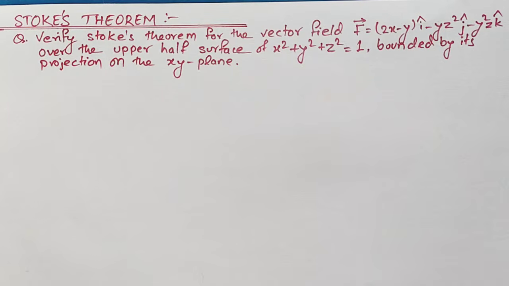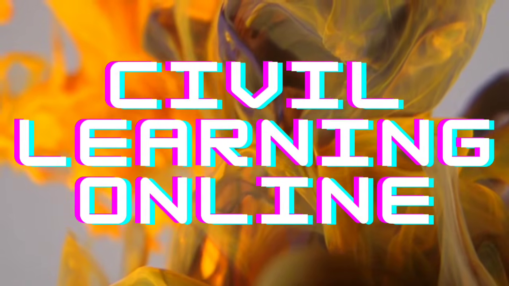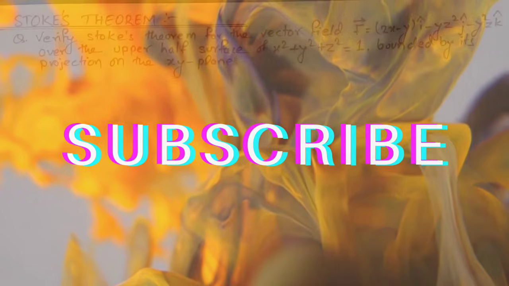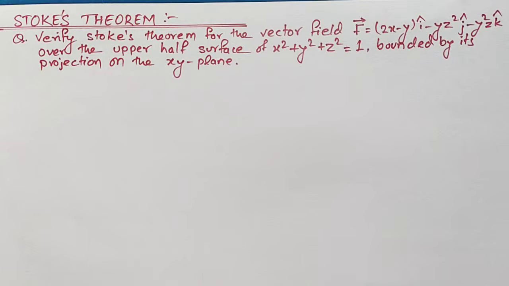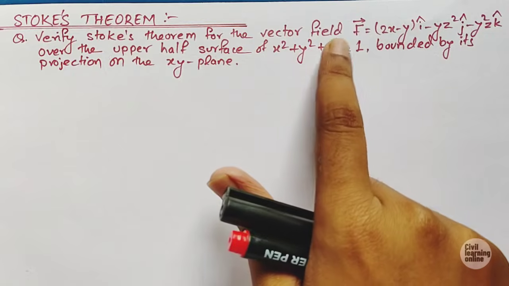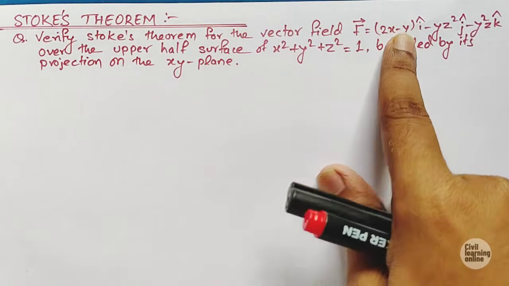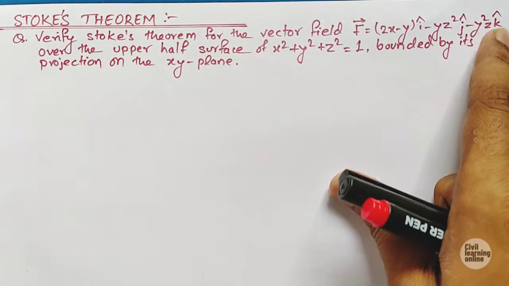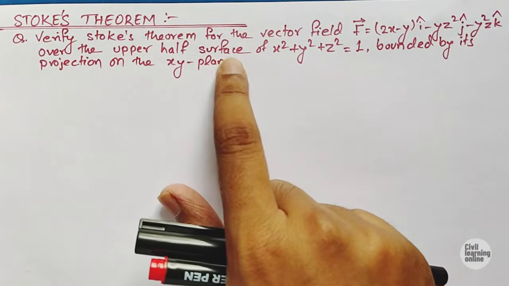Without any further delay, let's begin the solution of this numerical. So, coming to the solution, the question says: verify Stokes theorem for the vector field F vector equals (2x minus y) i cap minus yz square j cap minus y square z k cap over the upper half surface of the sphere.